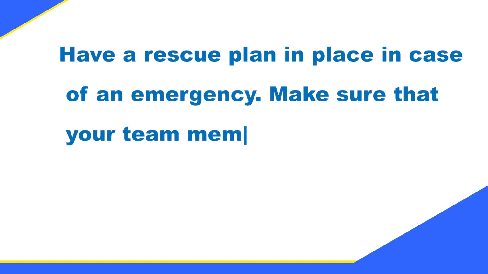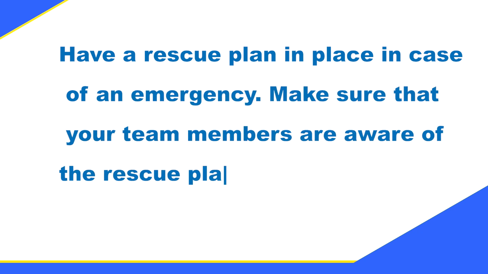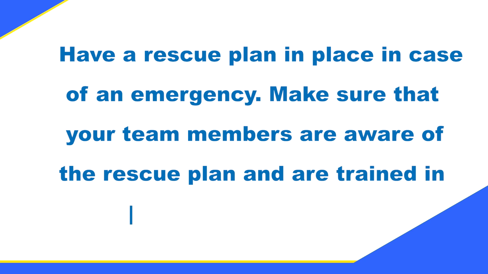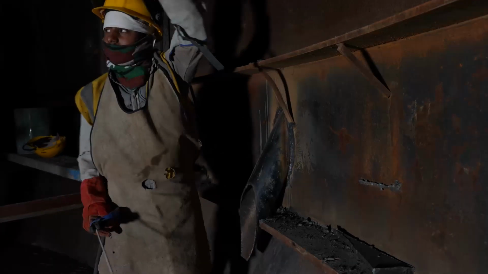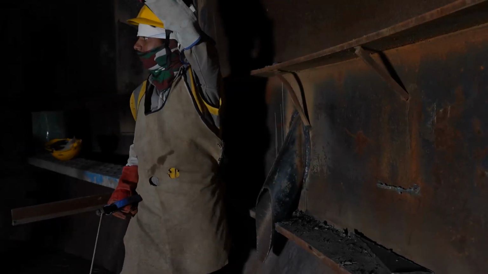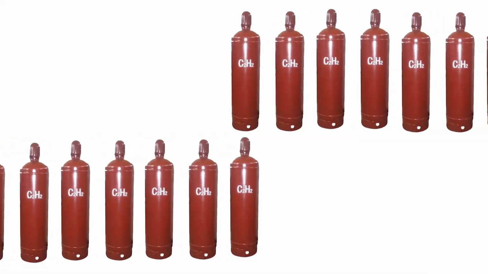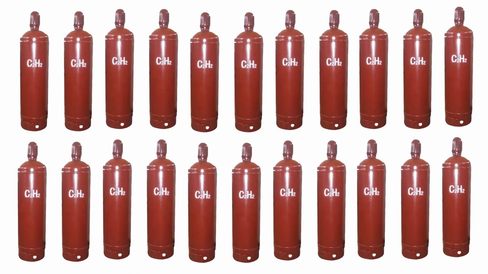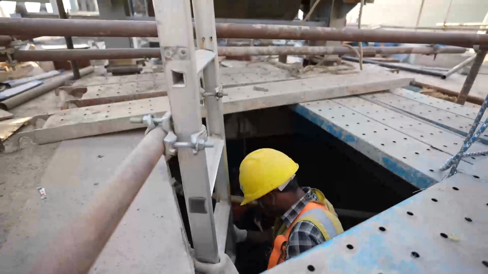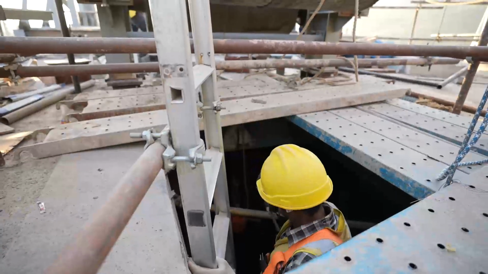Have a rescue plan in place in case of an emergency. Make sure that your team members are aware of the rescue plan and are trained in executing it. Always stay alert and be aware of your surroundings when working in a confined space. Do not take any gas cylinders inside the confined space for gas cutting works. Keep them outside of the confined space. Remove the cutting torch from the confined space when the work is completed.